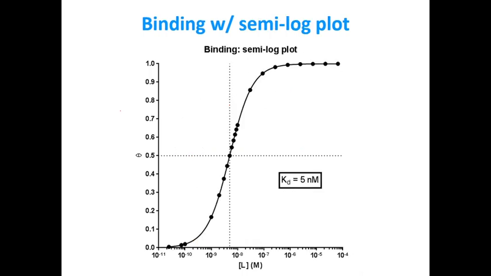The binding of a ligand to a protein can also be expressed as a semi-log plot, wherein the concentration of ligand can be expressed in logarithmic scale and theta as a fraction. And you will get a sigmoidal kind of a plot wherein the Kd is obtained again as the ligand concentration where half of the binding sites of protein are occupied.